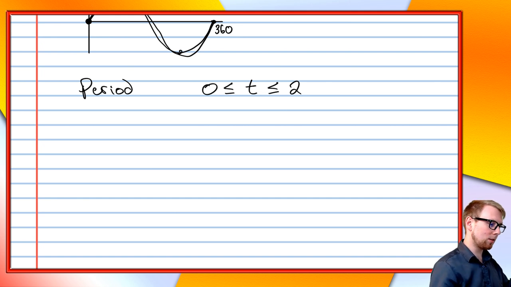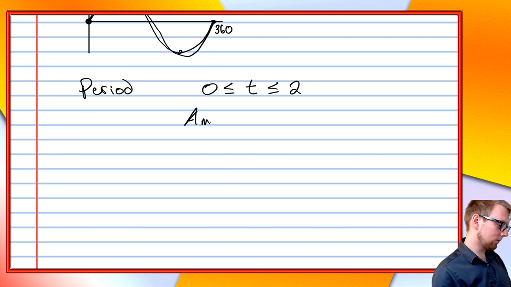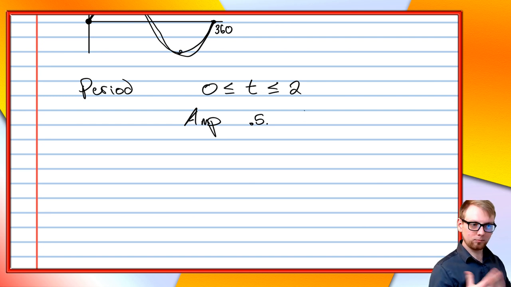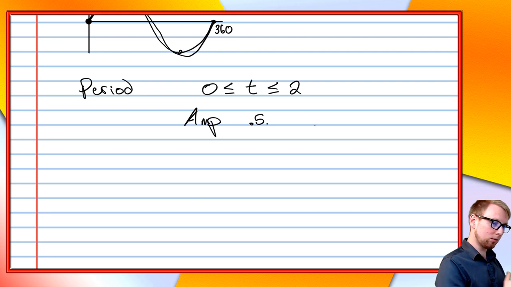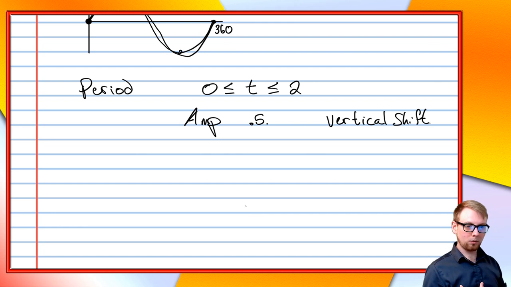So we need to determine the equation. Okay, for the D part. We know the amplitude is 0.5. There's no horizontal shift, but there's a vertical shift. So I want you to tell me what the vertical shift is.